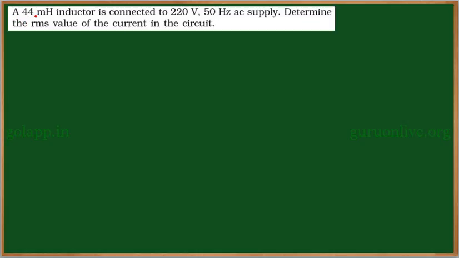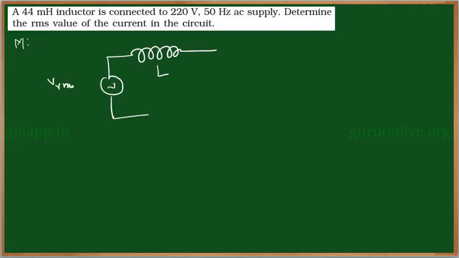See this problem. A 44 millihenry inductor is connected to a 220 volts, 50 Hz AC supply. Determine the RMS value of the current in the circuit. Our motive is, there is a circuit which has an inductor with inductance L, connected to an AC source of configuration VRMS and F. We need to find out the current which is flowing in the circuit, and that current is the RMS current.